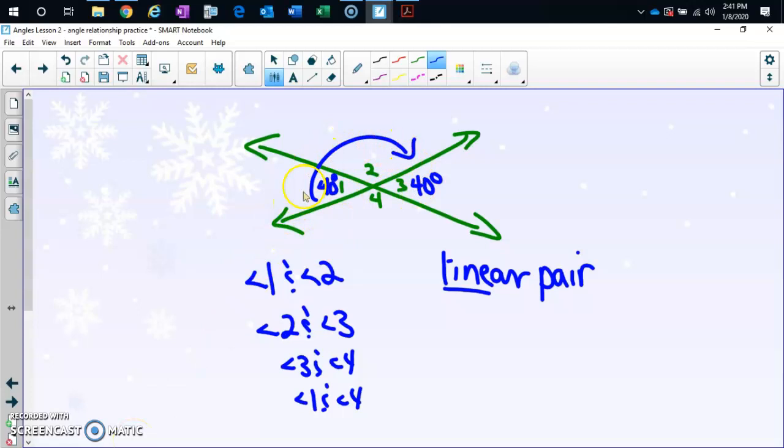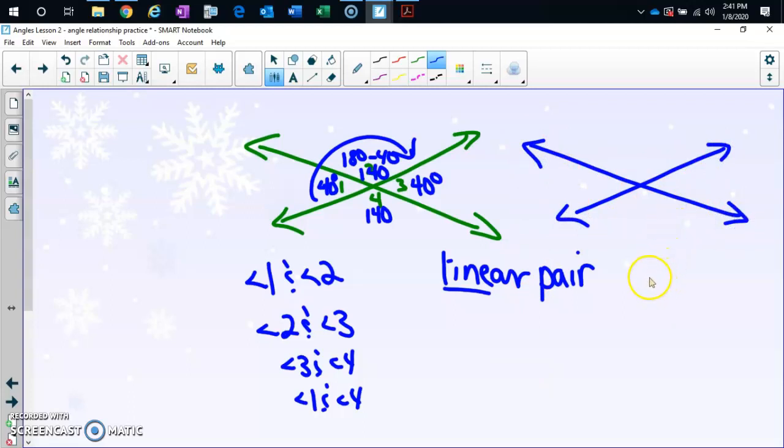Now, these two angles, angle 1 and angle 2, are a linear pair. Linear pairs add up to 180. So if this angle is 40, won't this be 180 minus 40, which is 140 degrees? These two are a linear pair. Now, since we know that this angle is 140, so is that angle because they are vertical. That is what we call an angle clump. Let's do one more.